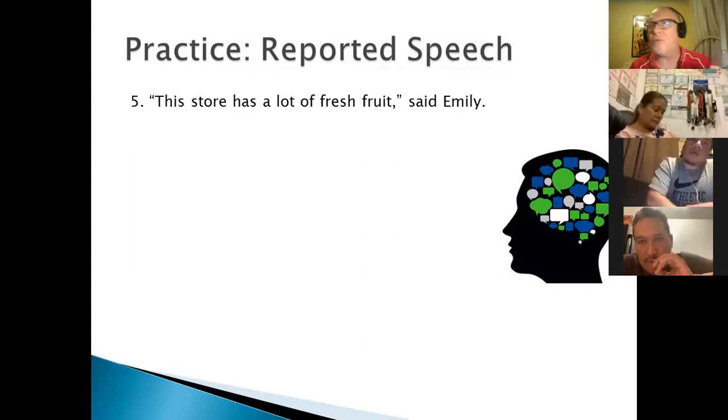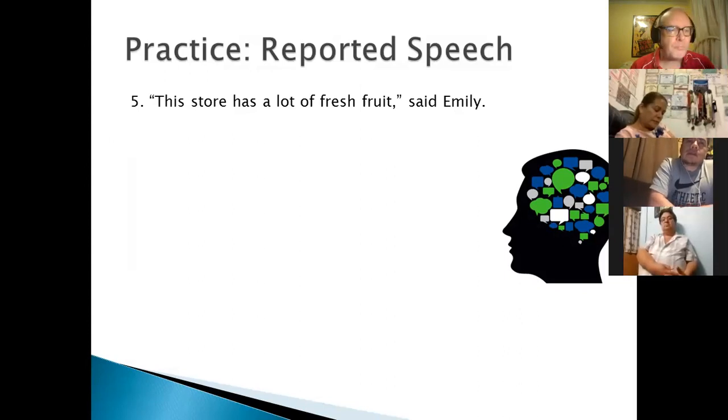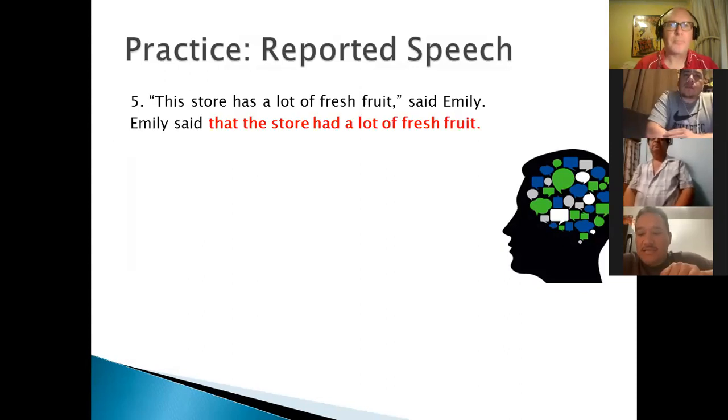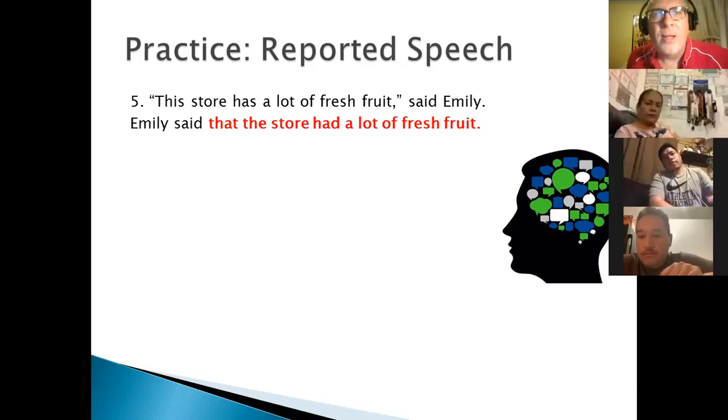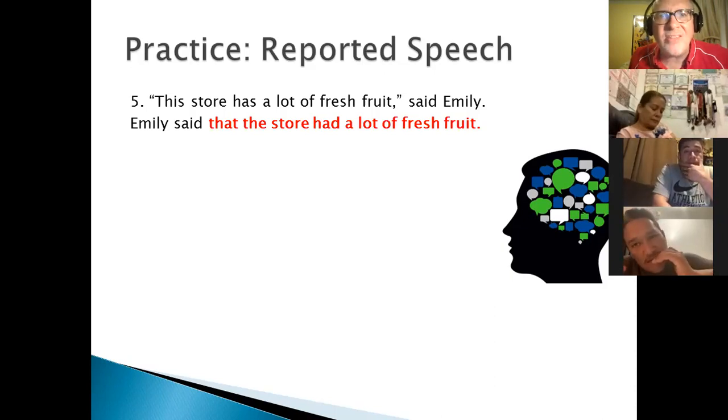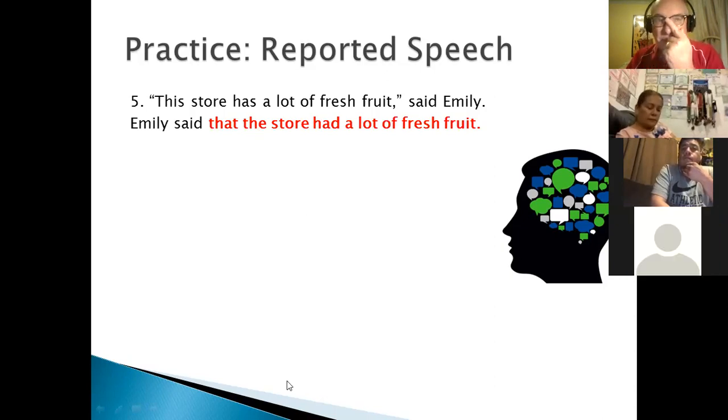This store has a lot of fresh fruit. Simple present, right? Emily said that the store had a lot of fresh fruit. Simple past. Has changes to had. And notice I changed this to the: this store becomes the store.